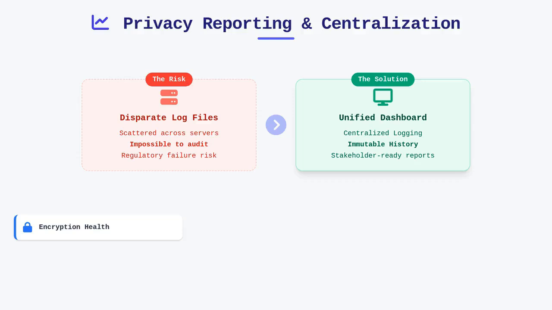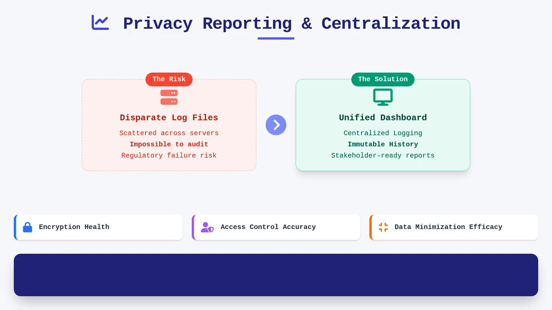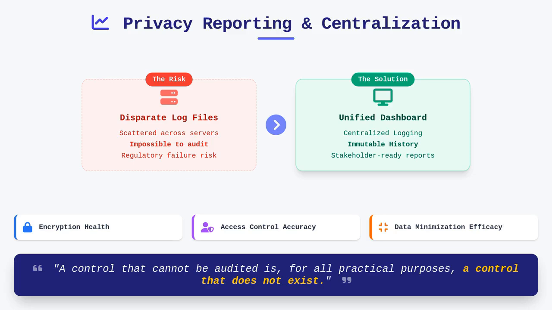These dashboards should reflect the health of encryption, the accuracy of access controls, and the efficacy of data minimization efforts. When an auditor asks for evidence that a specific control was active on a certain date, your centralized logs provide a reliable, immutable, and time-stamped history of that control state. Developing these observability pipelines is as much a part of privacy engineering as implementing the controls themselves, because a control that cannot be audited is, for all practical purposes, a control that does not exist.